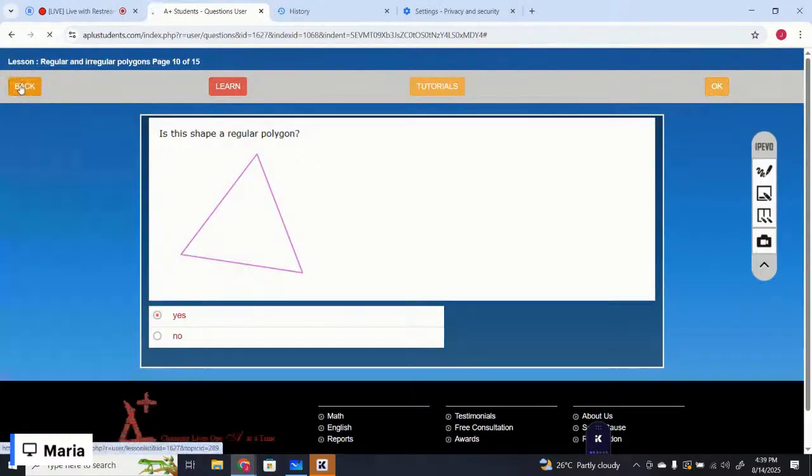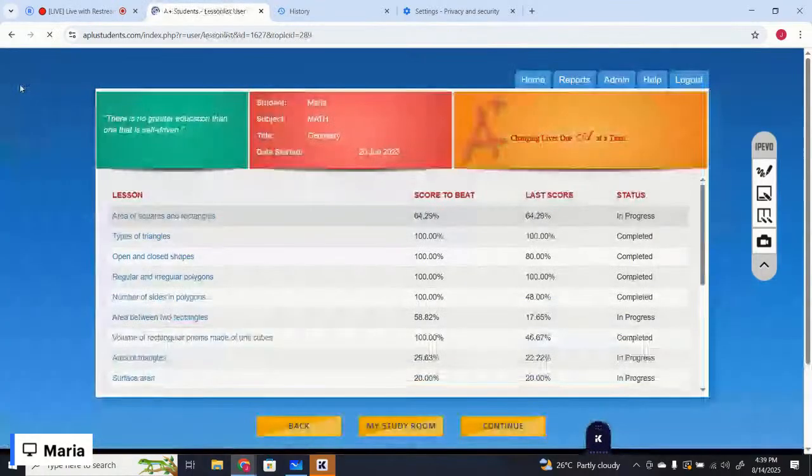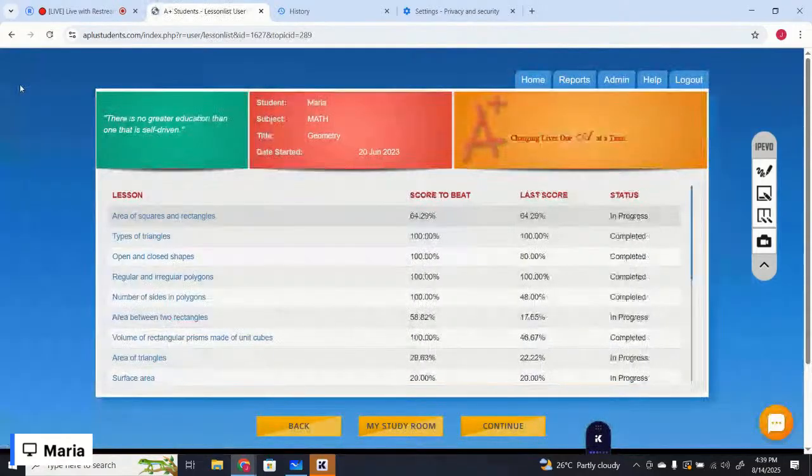So, we are working on grade 5 math. The chapter we are working on is geometry. The lessons we have covered today are area of squares and rectangles, types of triangles, open and closed shapes, and regular and irregular shapes. So please make sure that before the next session you complete all the practice questions for the lessons we just did. That is your homework until the next session.